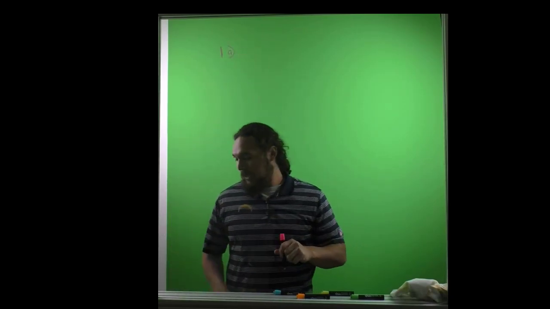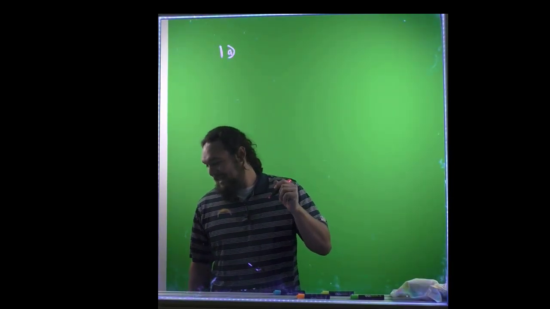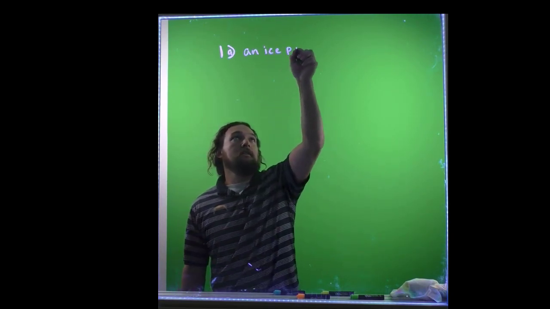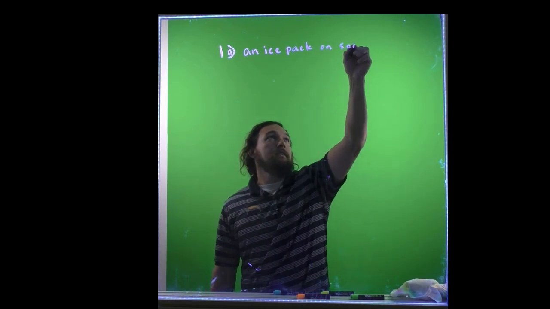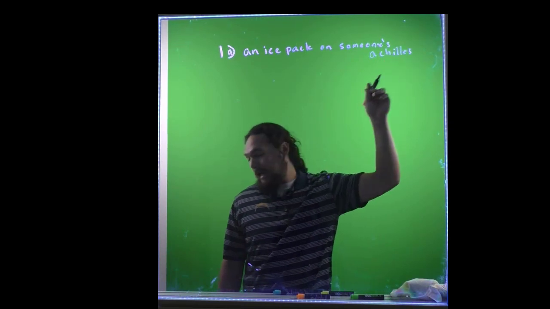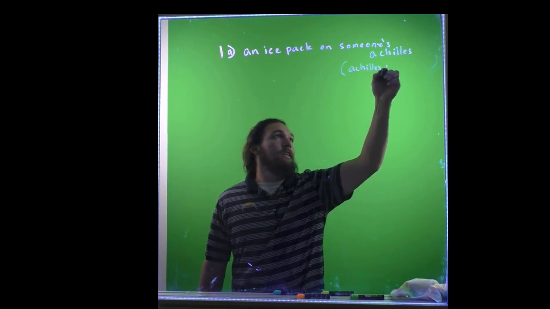Okay, the first problem is parts A through C, and it says to determine if the following is an exothermic or endothermic reaction. So for number 1A, it says an ice pack on someone's Achilles. And the thing to remember is the Achilles is the system.